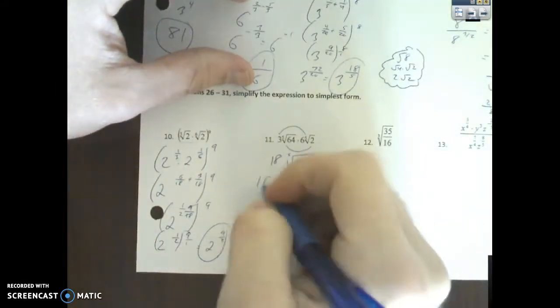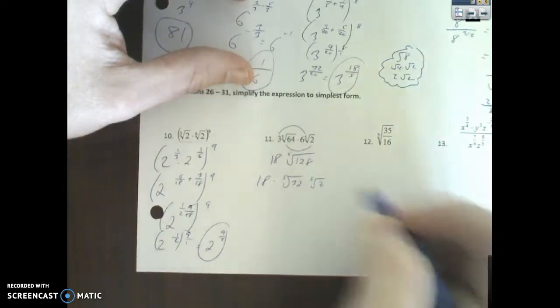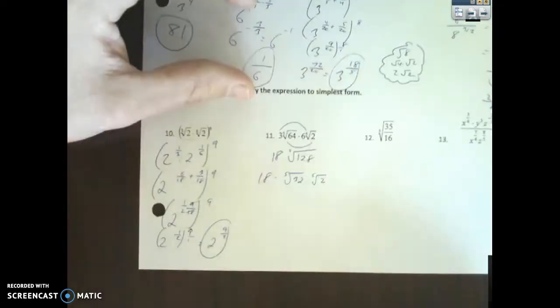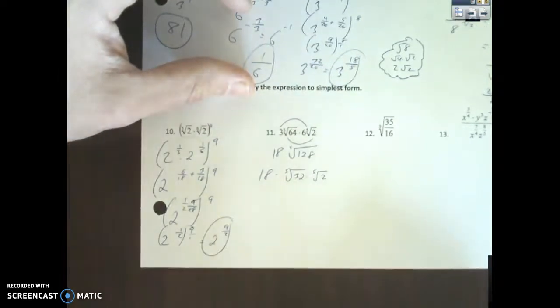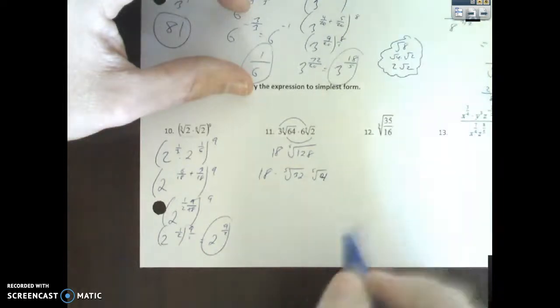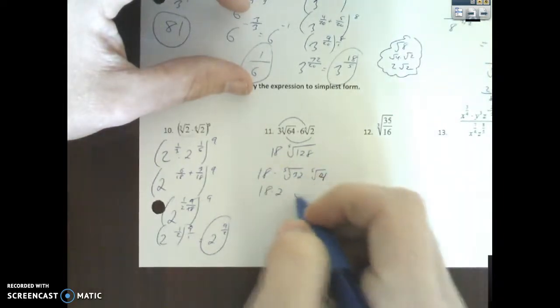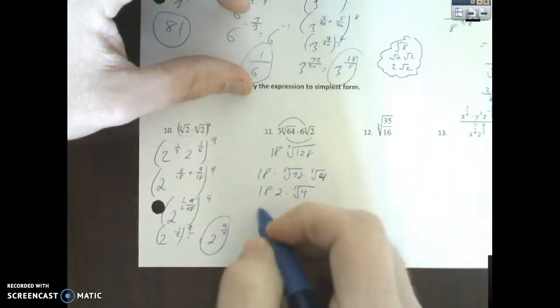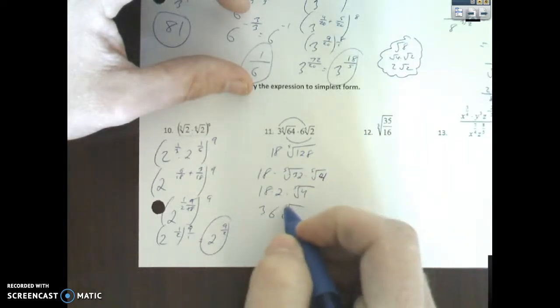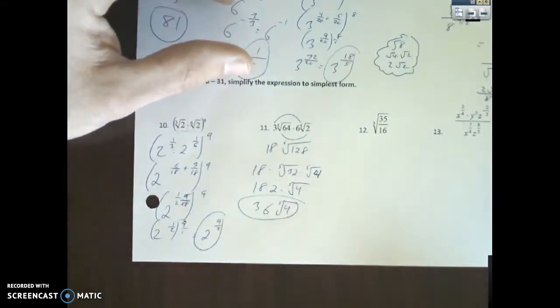So I could do this. 5th root of 32 times 5th root of 2, 128 divided by 32 is 4. What's the 5th root of 32? Just 2. Multiply those together. 36, 5th root of 4. Okay? Alright.